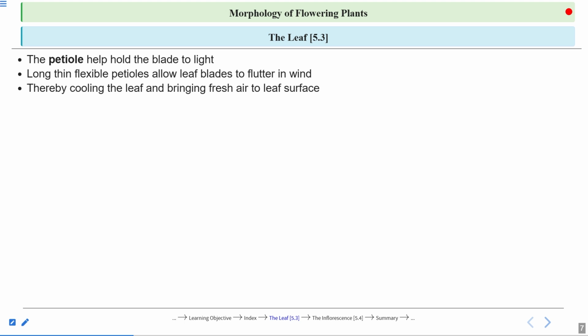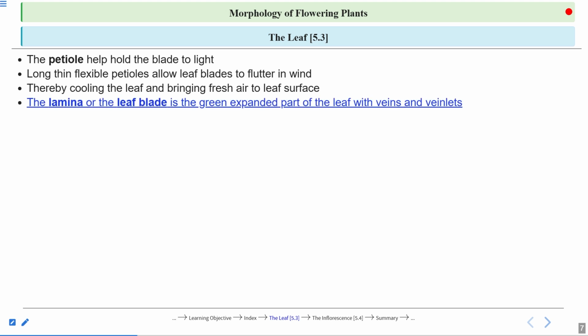So by transpiration also cooling of the leaf occurs, like in humans, in animals, what happens? Sweating results in the cooling of our skin, of our body surface. So here the cooling effect is through transpiration and through this fluttering of the leaves with the help of petioles.